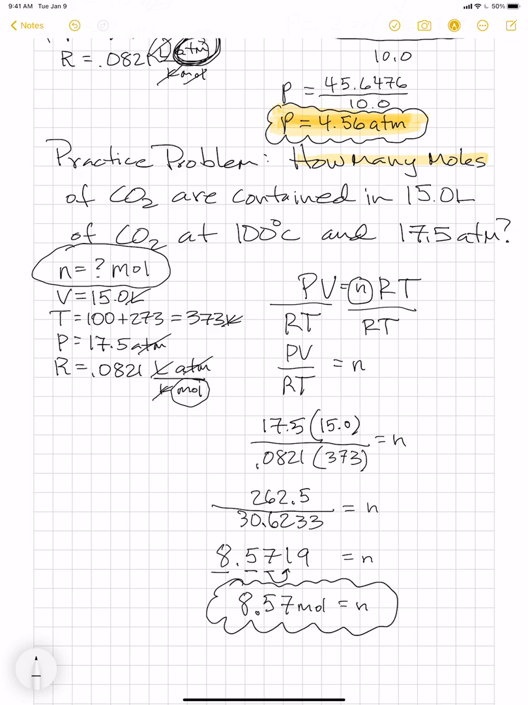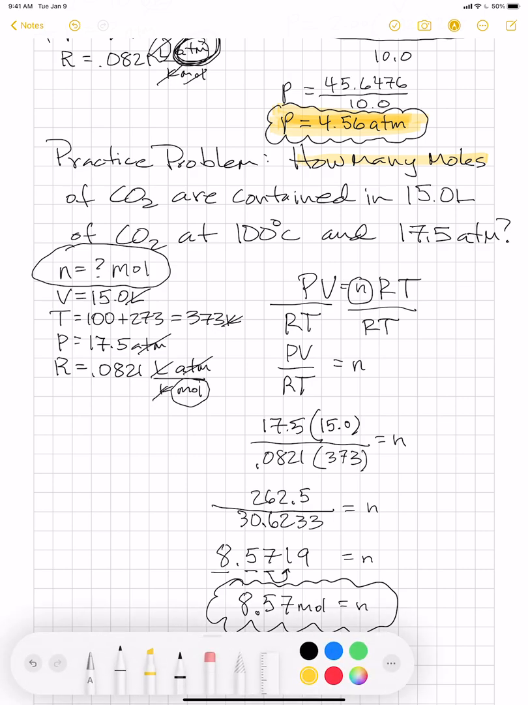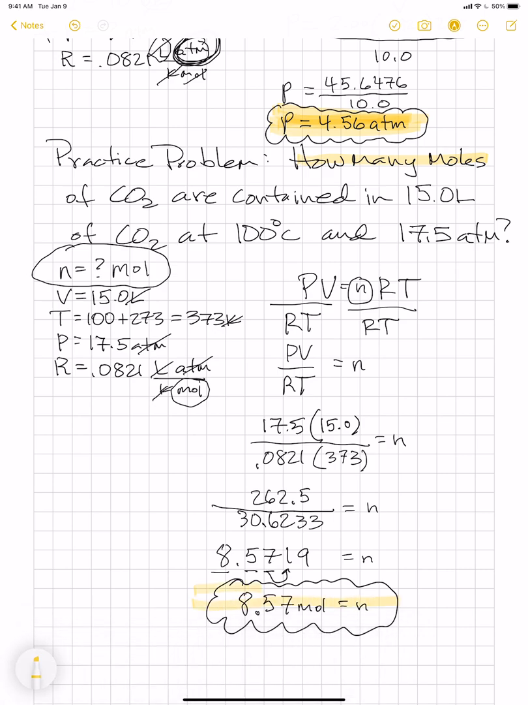There it is, guys. We've solved it. It's looking good. We got a final answer, and we even caught mistakes that we made as we went through this problem, okay? So that is how you solve problems using the ideal gas law, okay?